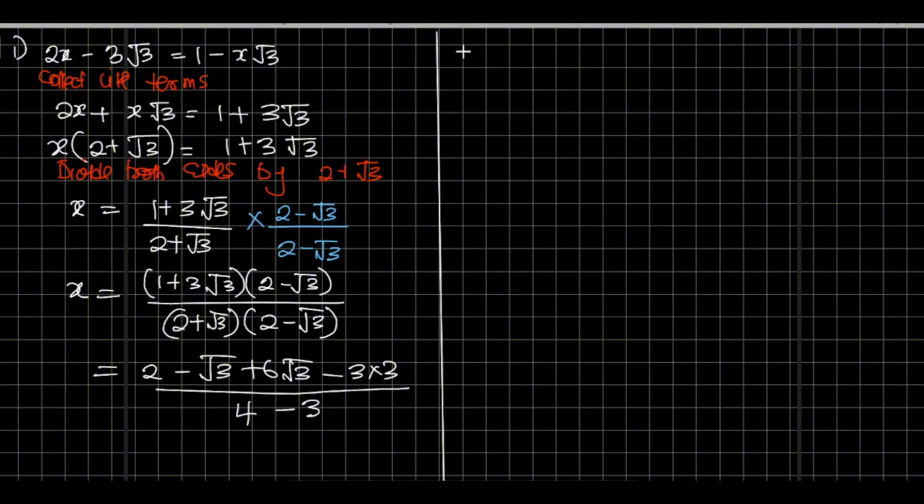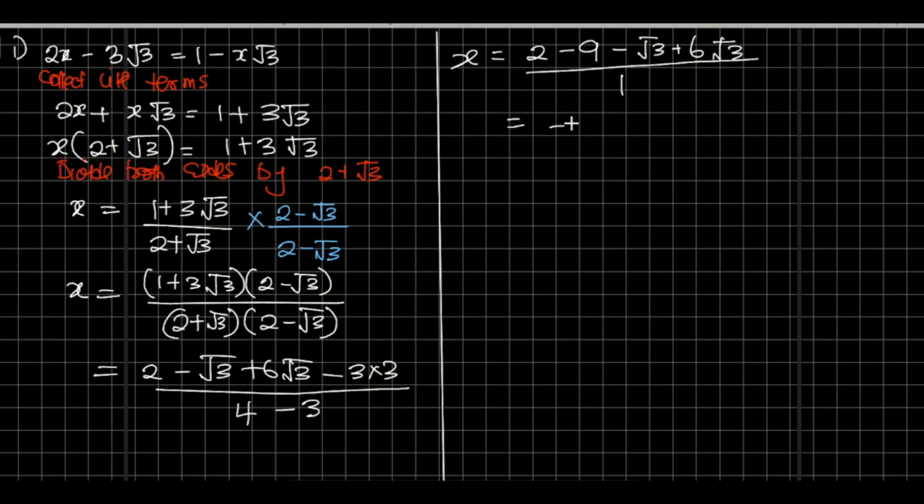And then if we simplify the numerator, collecting like terms, we have 2 minus 9 minus root 3 plus 6 root 3 all over 4 minus 3, which is 1.